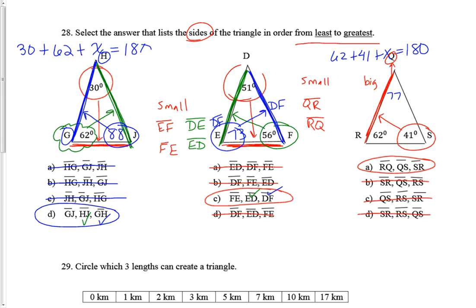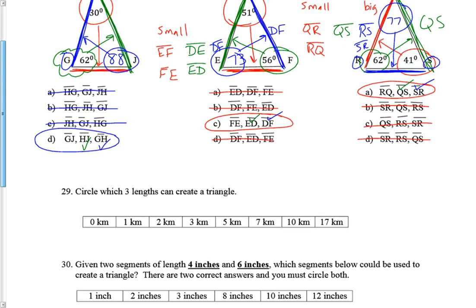I'm going to go through and do the rest of the problem. R is the middle-sized angle. Across from that is QS. That's the middle-sized length side. That could also be SQ, and it is the middle. The largest angle is the 77, and across from that is the segment here, which is RS. So RS is the largest side. It could also be called SR.